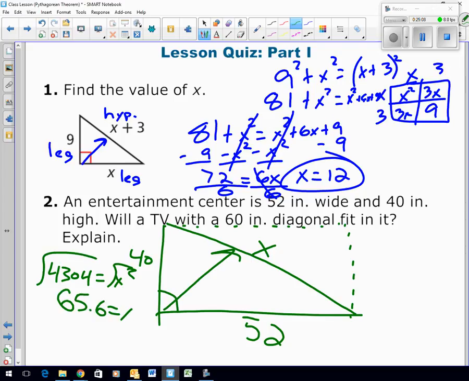Now, this was mind-blowing to some people. Will a TV that is 60 inches in diagonal fit into a hole that is 65.6 inches big? Yes. Of course, okay? Yes, it will. So can I buy this 60-inch TV? Yes. Alright, very, very good.